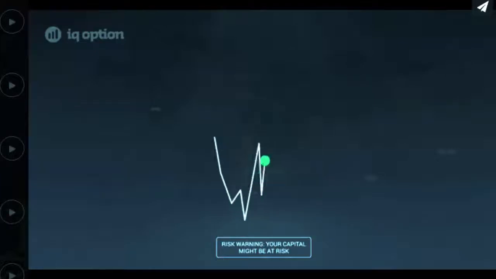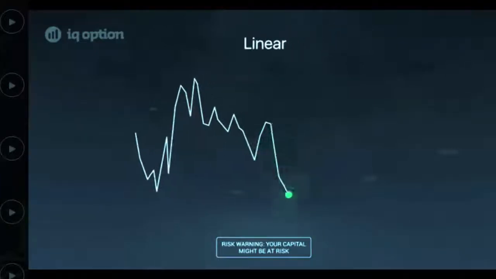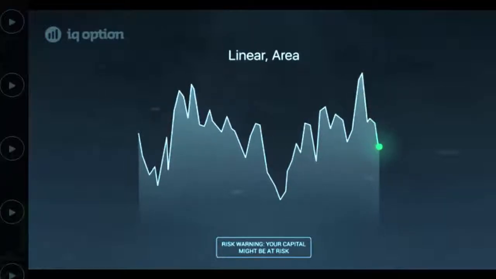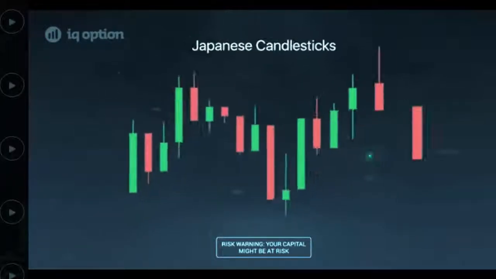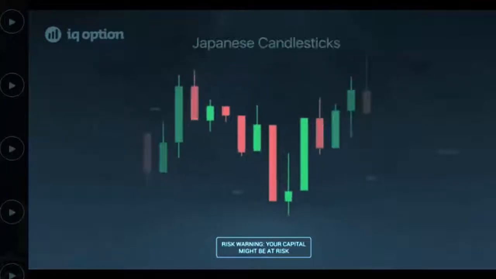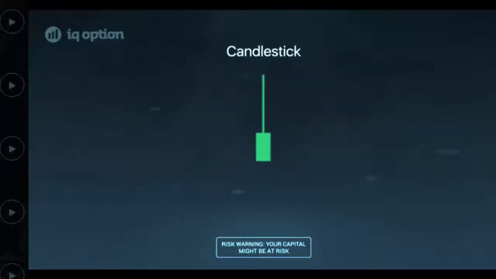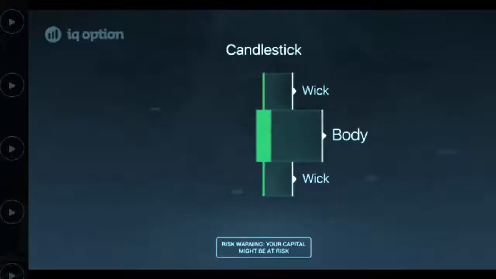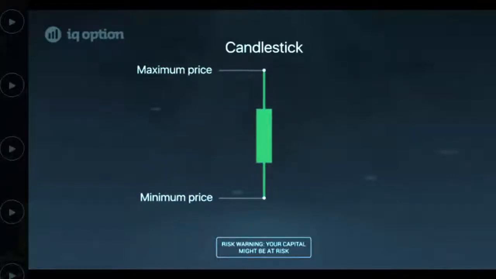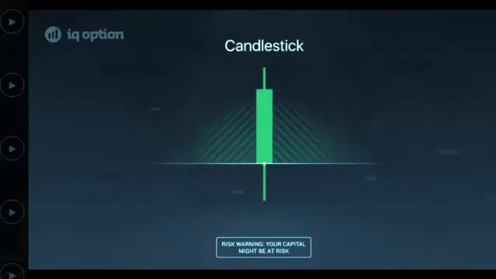Price movement can be represented as a line. Area and linear charts are at your disposal for this. But most of the time, Japanese candlesticks are used for viewing charts and analyses of today's market situation. Candlesticks contain information on price changes for a particular period of time and consist of the body and the wick. The body's border displays the opening and closing price, while the upper and lower borders of the wick show the price maximum and minimum. If the price of an asset increases, then the candlestick turns green.